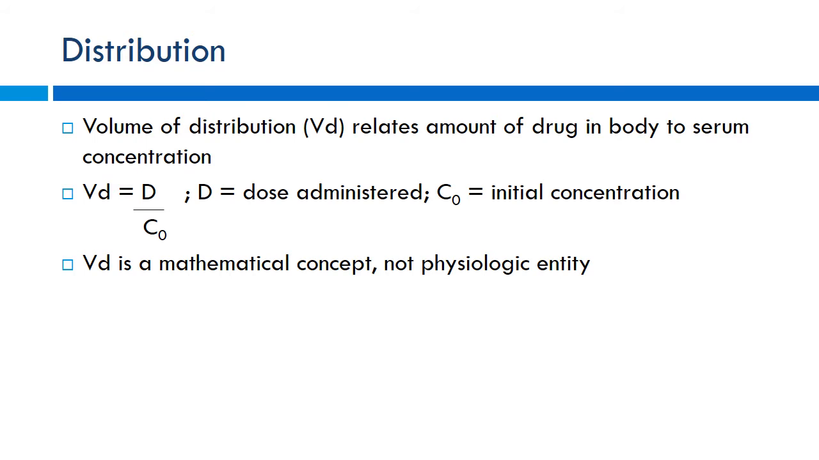Now, looking at volume distribution, again, we're relating this back to not only the dose of the drug that we're giving, but also the concentration that results from this. This tells us how far that drug is going to be distributed throughout the tissues, right?